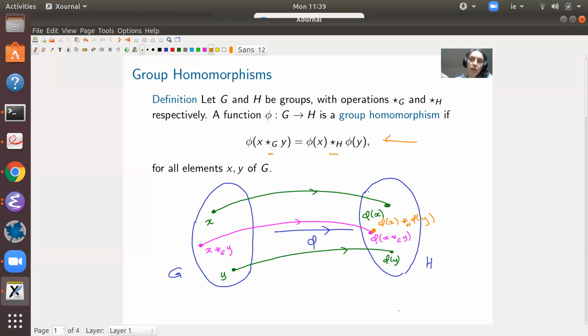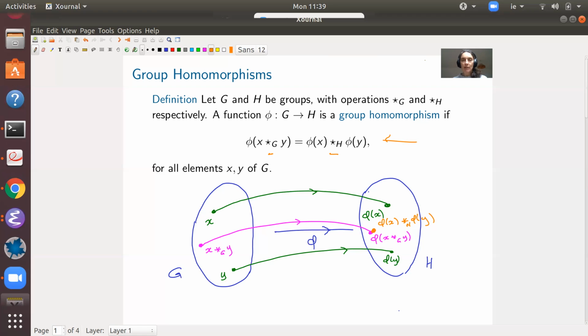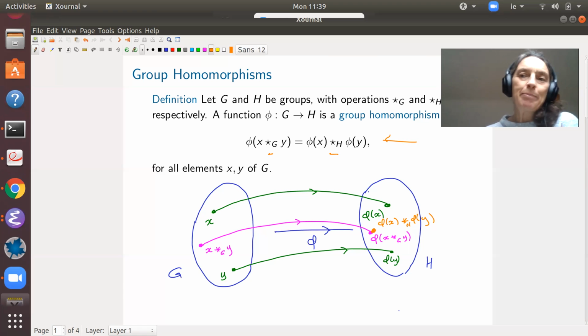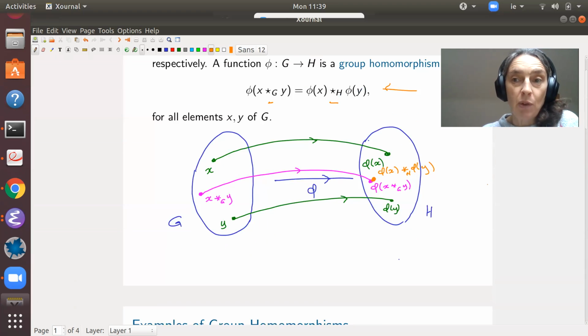So what we're saying is that the function phi not only takes elements of G to elements of H, but does so in a way that translates the group operation of G to the group operation of H. So a function phi between groups is a group homomorphism if it satisfies that property for all elements x and y of the domain. It's a special property to satisfy. Examples of group homomorphisms are not as easy to write down as you might think initially, because they're such special things. But here on the next slide are a few examples that we do know about.